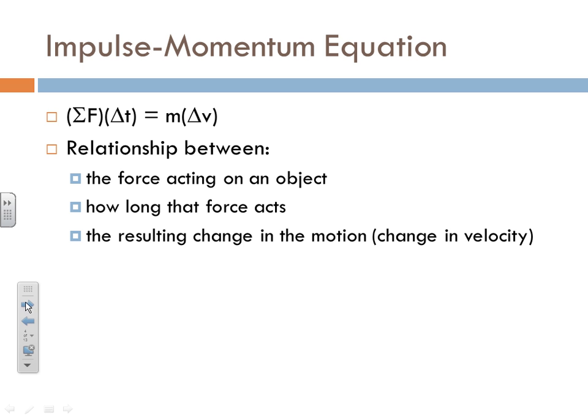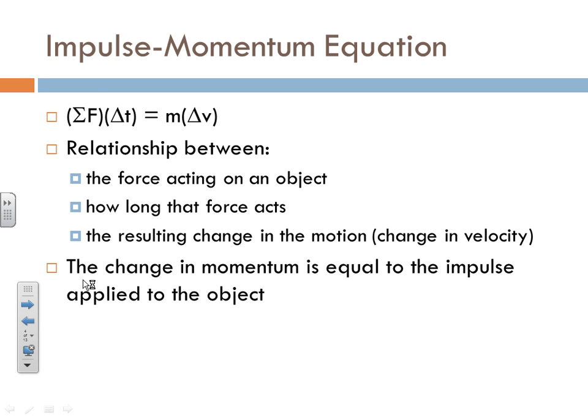This side of the equation over here, we refer to as the impulse. So the impulse that is exerted on an object depends on the force and the time. The impulse is equal to the change in an object's momentum. We'll talk a little bit more about impulse here in a second. The change in momentum of an object is equal to the impulse that is applied to that object.